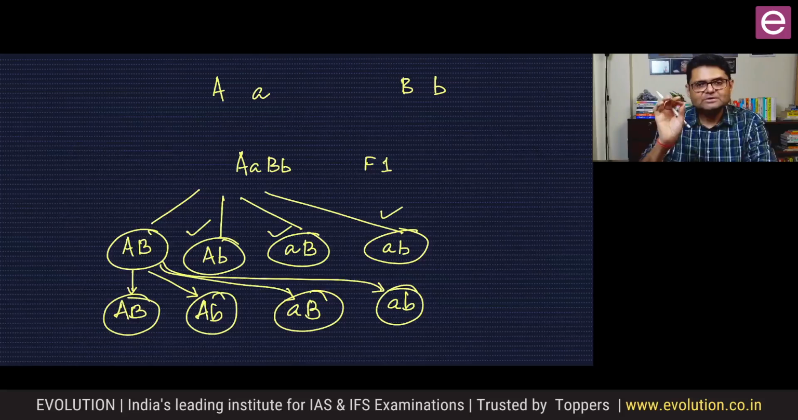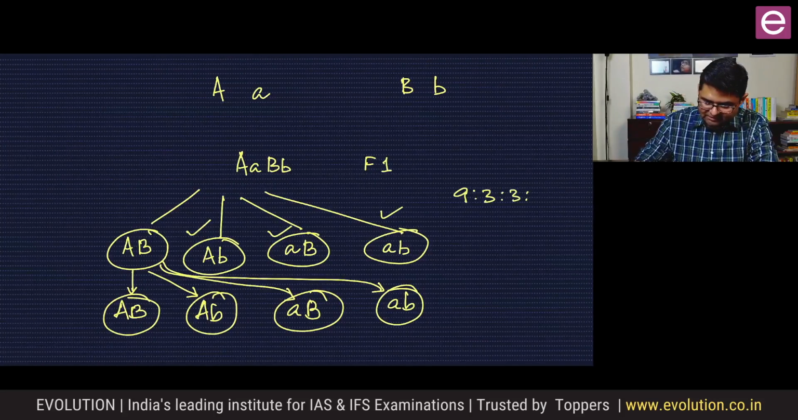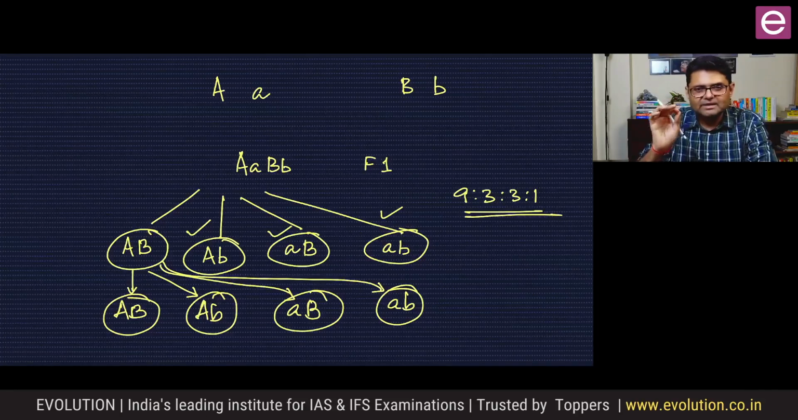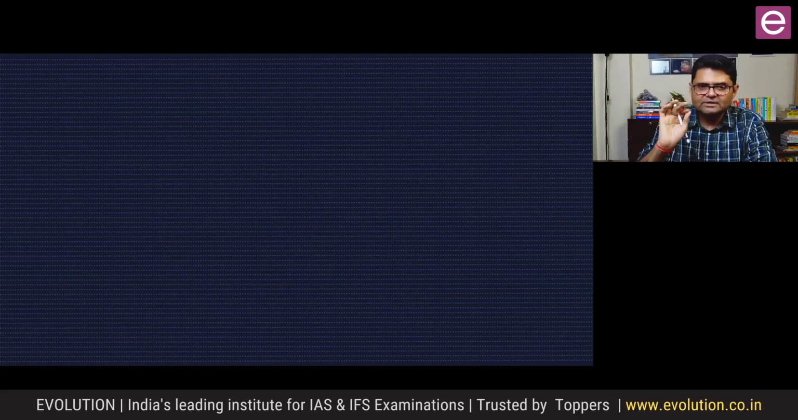And when this happens, what do we see? We see 9, 3, 3, 1. That is the classic Mendelian dihybrid ratio. But when the scientists started to see a lot of other dihybrid crosses, they soon realized that all of them are not following this pattern. In some of the cases, we see the parental combination being repeated in F2 a lot.